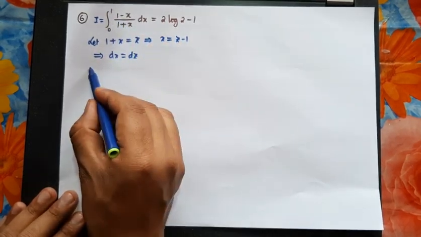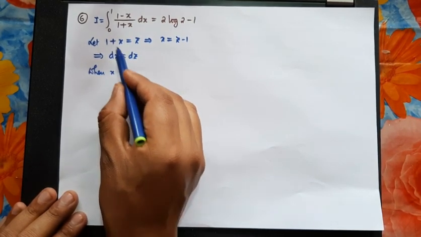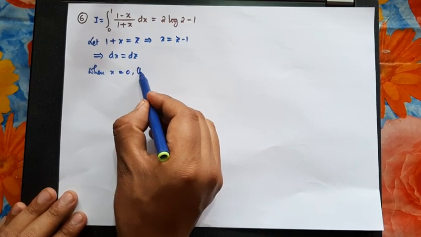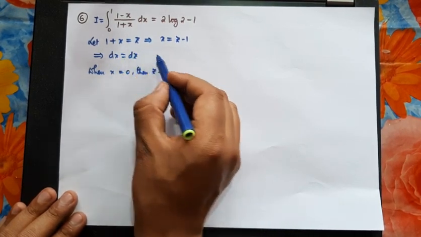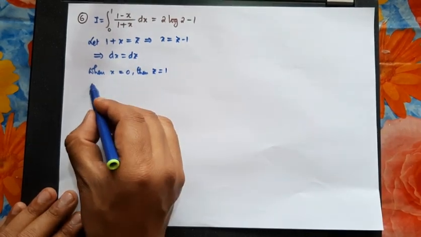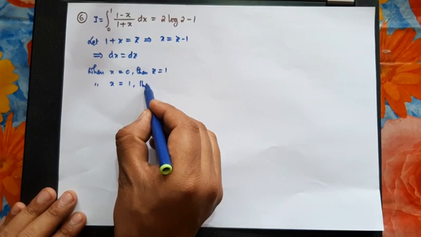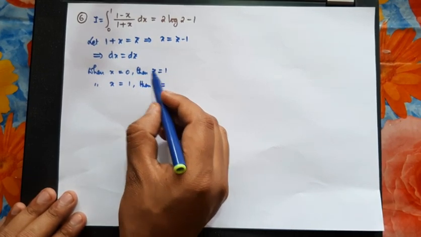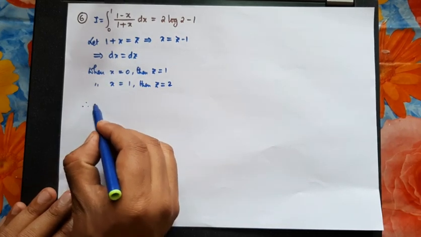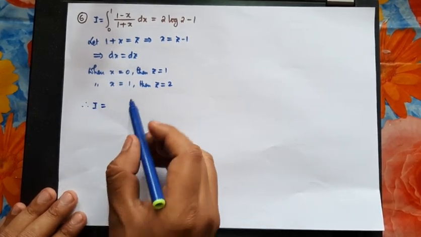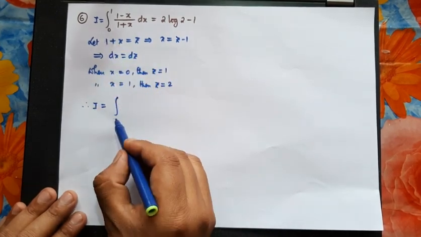Now when x is equal to 0, then what is the value of z? Then the value of z will be 1 plus 0, that is 1. Similarly when x is equal to 1, then z will be equal to 1 plus 1, that is 2.